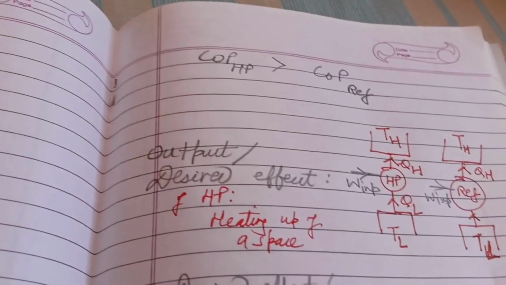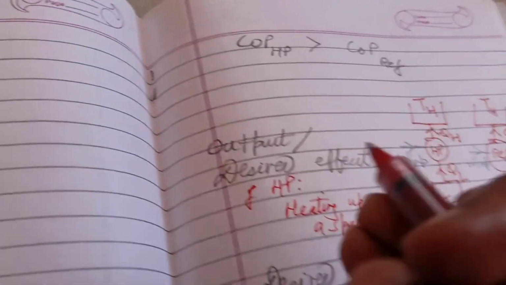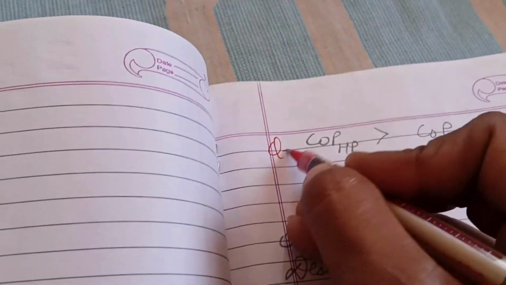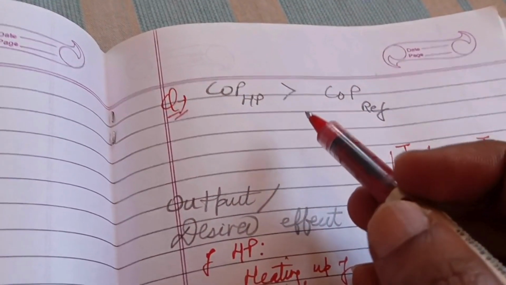So now our objective is that we are trying to understand how COP of heat pump is greater than COP of refrigerator. How is that possible?